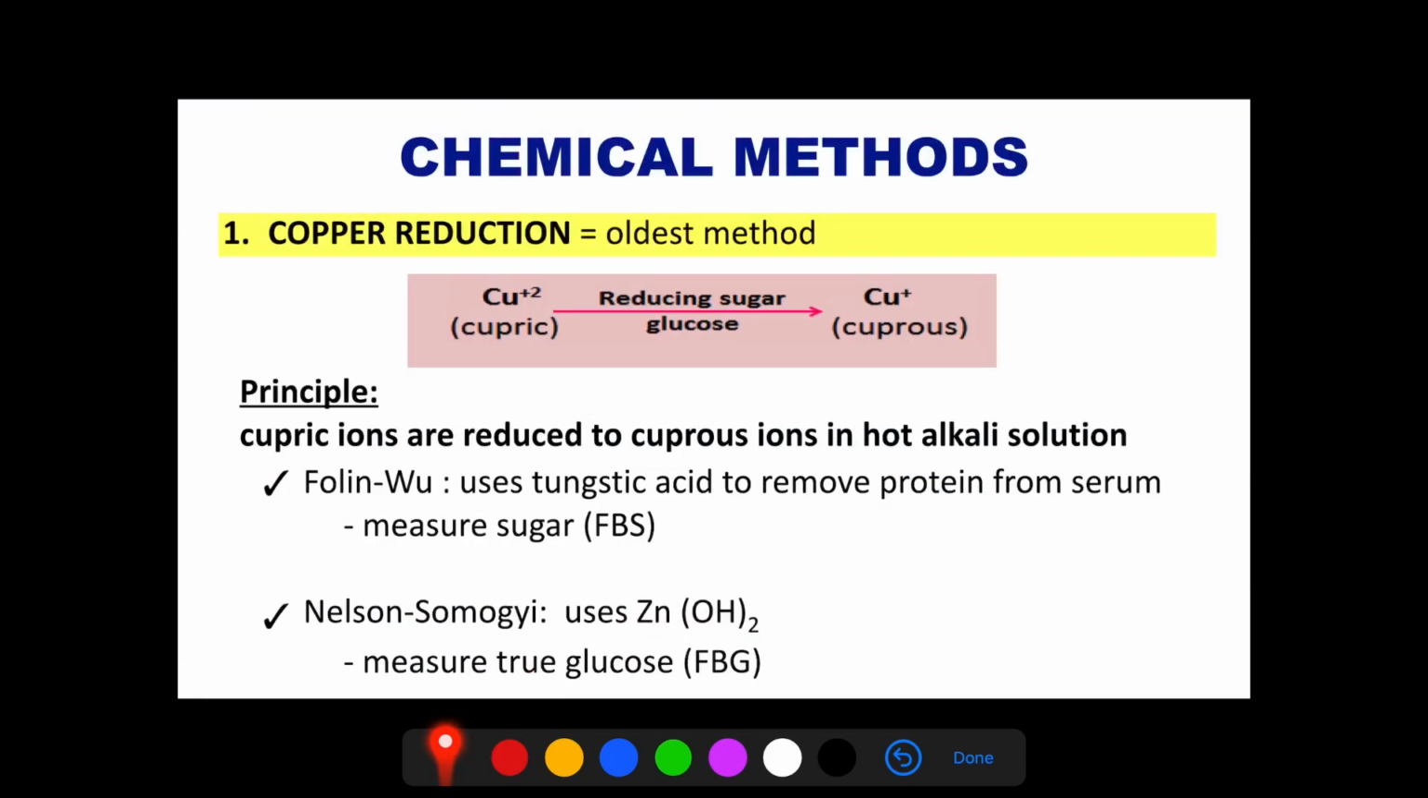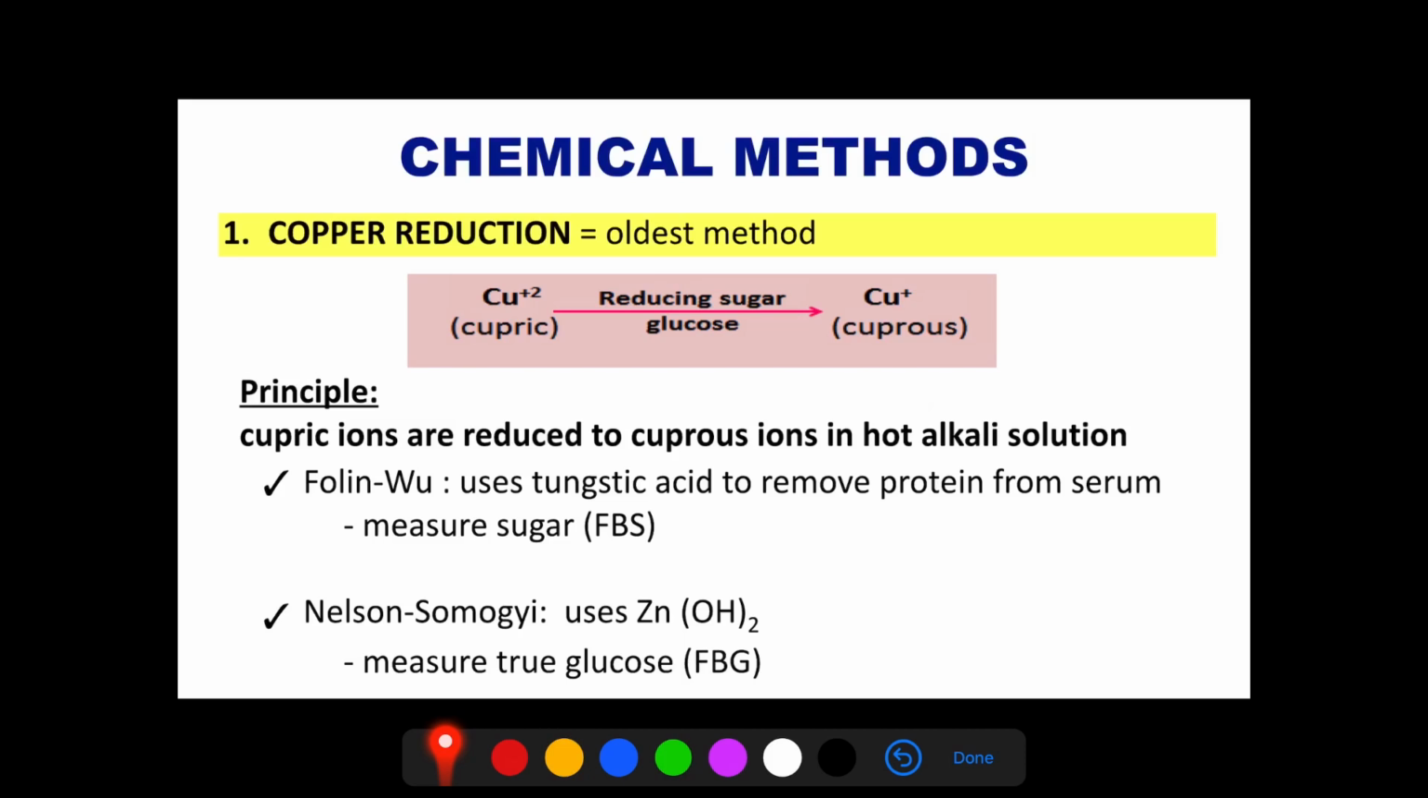Now, let us have the chemical methods for blood glucose analysis. We have here the classic or the oldest method, the copper reduction method. The test is based on the principle that substances that reduce copper sulfate to cuprous oxide in the presence of an alkali or heat will produce a color change. That color change will confirm the presence of glucose.